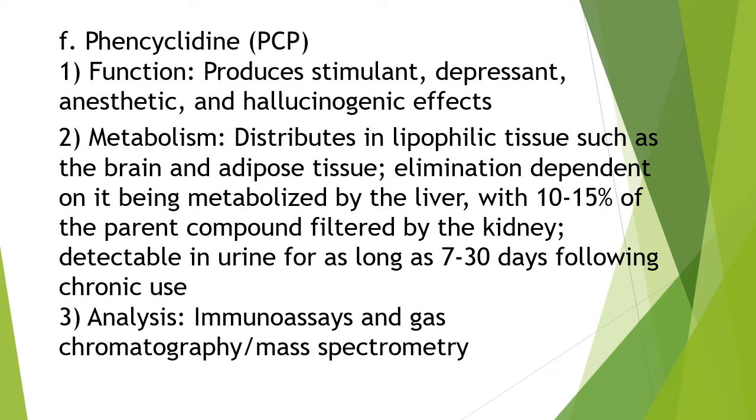Phencyclidine or PCP. This is a stimulant and at the same time a depressant. It can have an anesthetic effect and also a hallucinogenic effect. It is distributed in lipophilic tissues like the brain and adipose tissue. Elimination again is dependent on the liver, and about 10 to 15% of this is filtered by the kidney. It can be detected in our urine for as long as 7 to 30 days following chronic use. Method of choice the same as the others, immunoassays and GCMS.